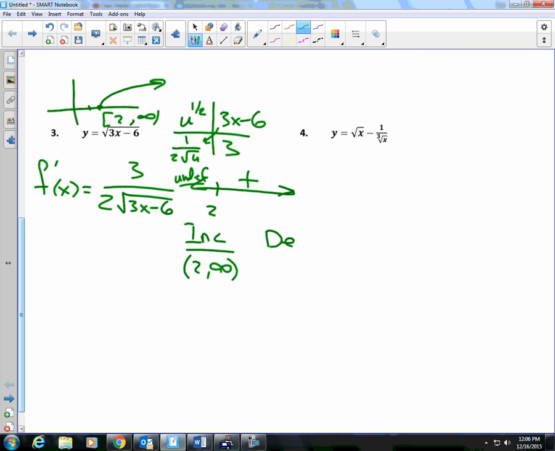Is it ever decreasing? No. Is the top ever equal to 0? No. And does the derivative ever change sign? No. So do you have a max or a min? No.